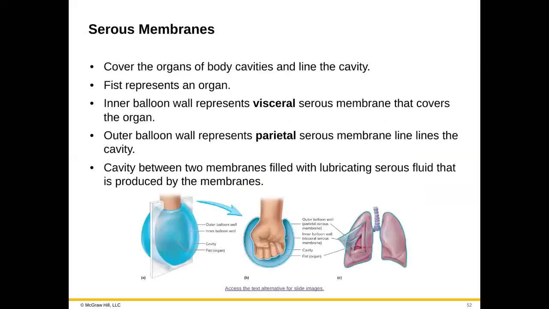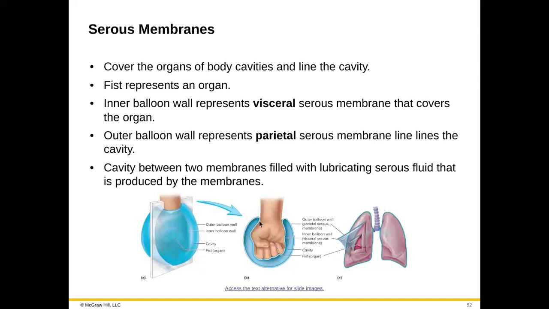So now we're going to talk about serous membranes. What serous membranes are is that they're membranes that are going to cover the organs of the major body cavities and line the cavity itself. In the image below, what you're going to see is that the fist that's put into this balloon here is representing an organ. So we have two ways that we break down serous membranes.